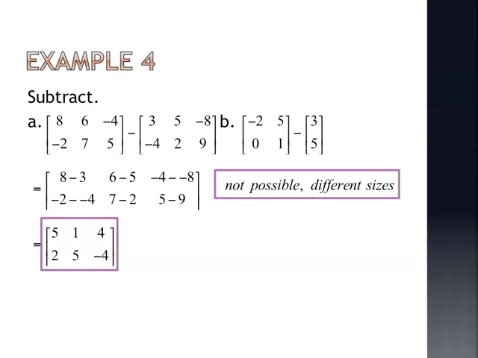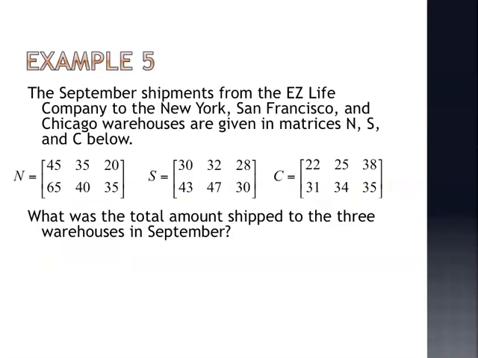All right, take a look at example 5. The September shipments from the Easy Life Company to the New York, San Francisco, and Chicago warehouses are given in matrices N, S, and C below. Now remember, we have furniture types for the rows and the model of each type as the columns. Now we have 3 different matrices because these are the numbers that were sent to each location. So N for New York, S for San Francisco, and C for Chicago. What was the total amount shipped to the 3 warehouses in September?